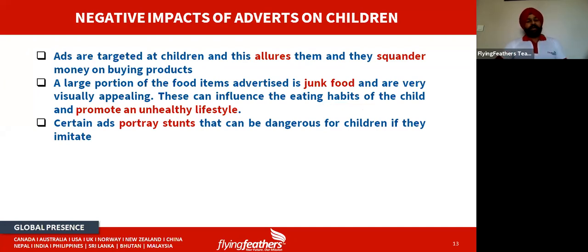Third point is certain ads portray stunts that can be dangerous for children if they imitate, right? So certain advertisements show such stunts. Like recently I have seen an advertisement of one cold drink in which a person is jumping from one rock to one mountain to another mountain with the help of a bike. So these are the stunts that children see and they try to imitate. Imitate means to copy.